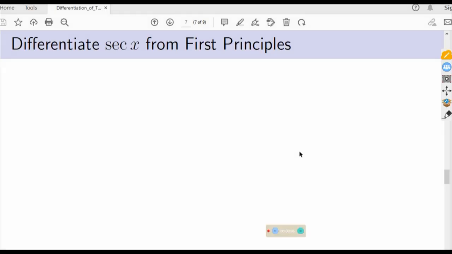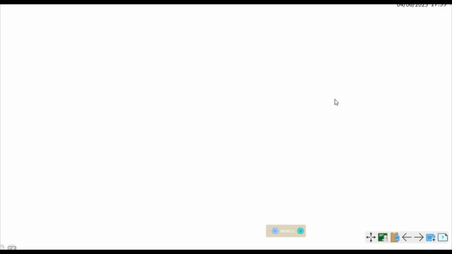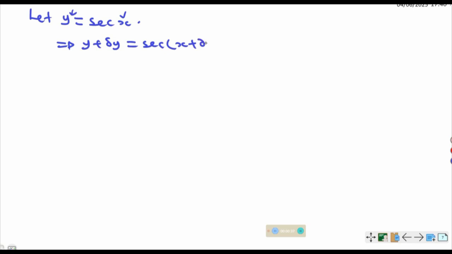Let us now talk about differentiation of sec x from first principles. We shall still follow almost the same procedures. We shall say let y be the same as sec of x. This implies that an increment in x will bring about an increment in y. So y plus delta y will be the same as sec of x plus delta x.